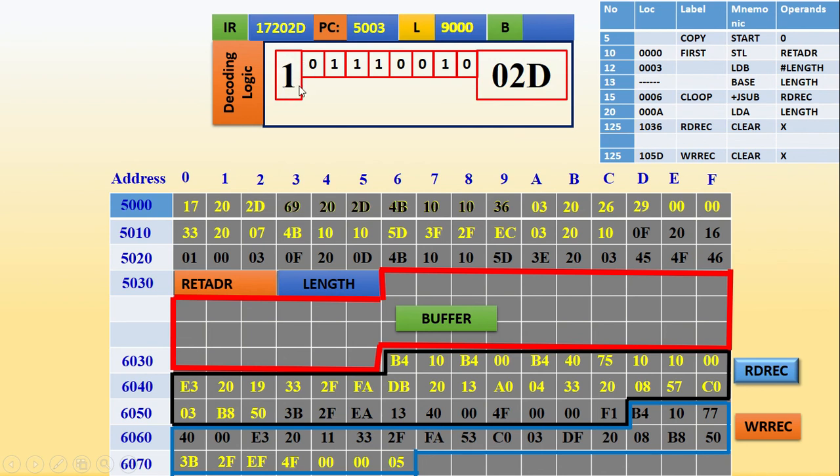Nibble means how many bits? 4 bits. 4 plus 2, 6 bits. So this portion represents the opcode. Now let us see what is the equivalent opcode.